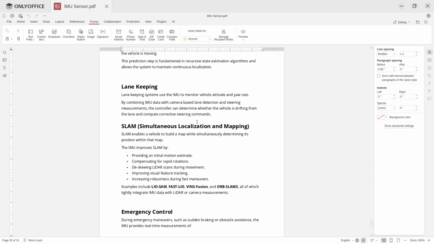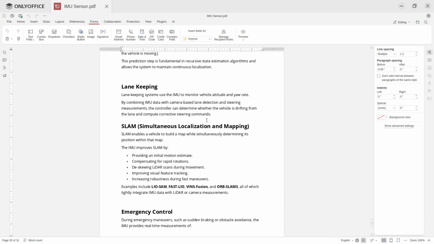Lane keeping. Lane keeping systems use the IMU to monitor vehicle attitude and yaw rate. By combining IMU data with camera-based lane detection and steering measurement, the controller can determine whether the vehicle is drifting from the lane and compute corrective steering commands. SLAM. SLAM stands for simultaneous localization and mapping. SLAM enables a vehicle to build a map while simultaneously determining its position within that map.